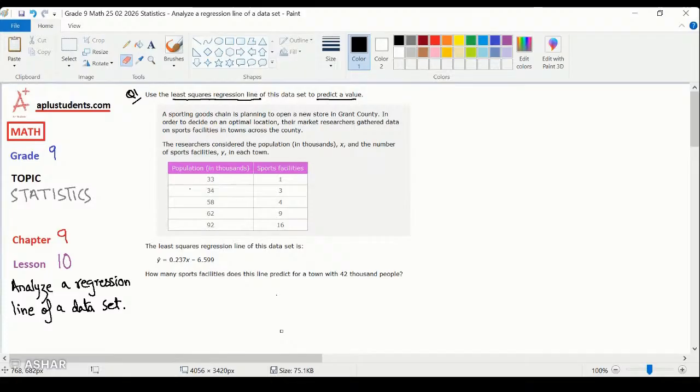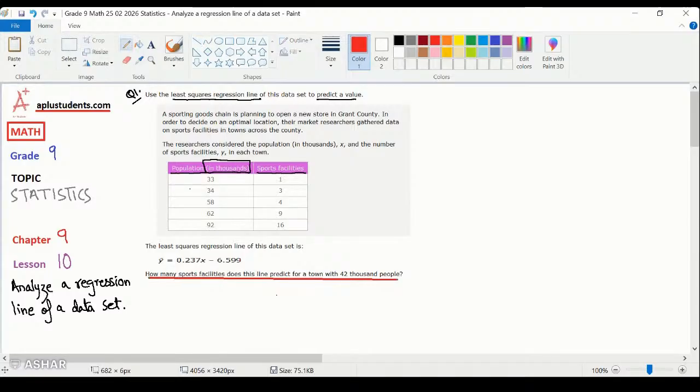gives us the information. What is it saying? The population. It gives us the population in thousands. Okay. And the sports facilities that are available. For 33,000, one availability, 34,000, three availabilities, and so on, right? We have the least square regression line. We have this equation given to us. Okay. And they're asking how many sports facilities does this line predict for a town with 42,000 people in it?